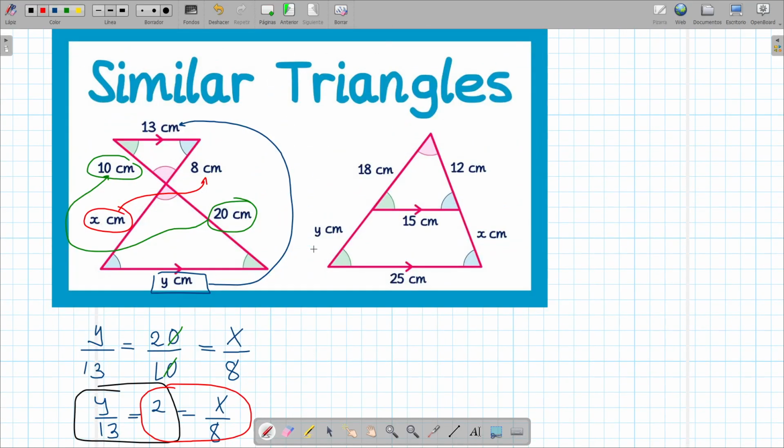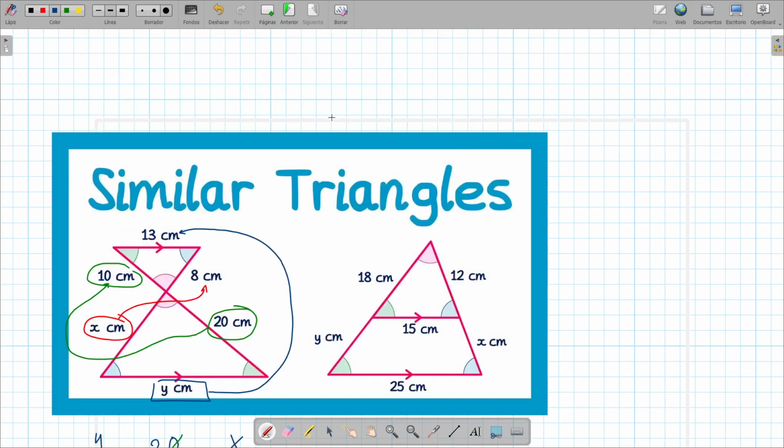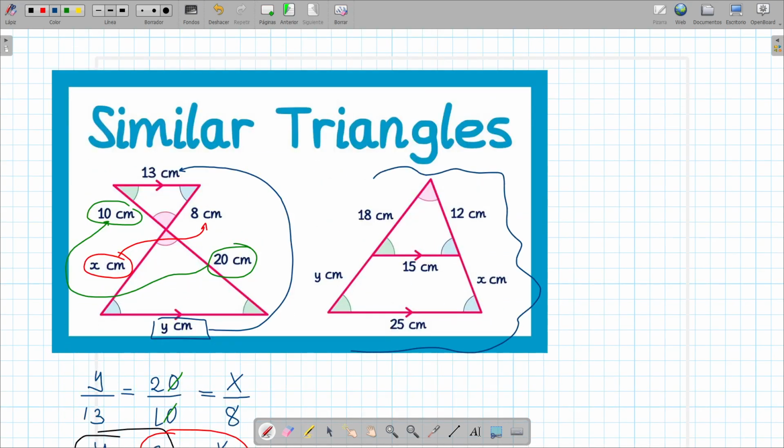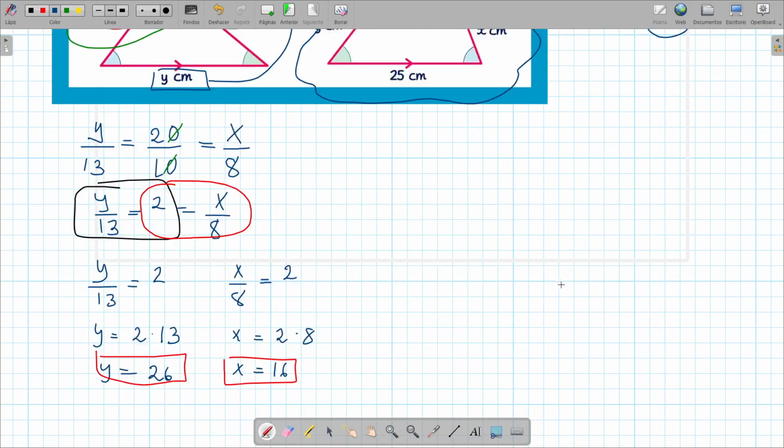Okay, now this is a secret, and this is just in case you are watching the video, so please be careful with that. This exercise is going to be for extra points. If you do this exercise, apart from giving you 5 extra points, you don't have to present the homework. But this is only an Easter egg for you.